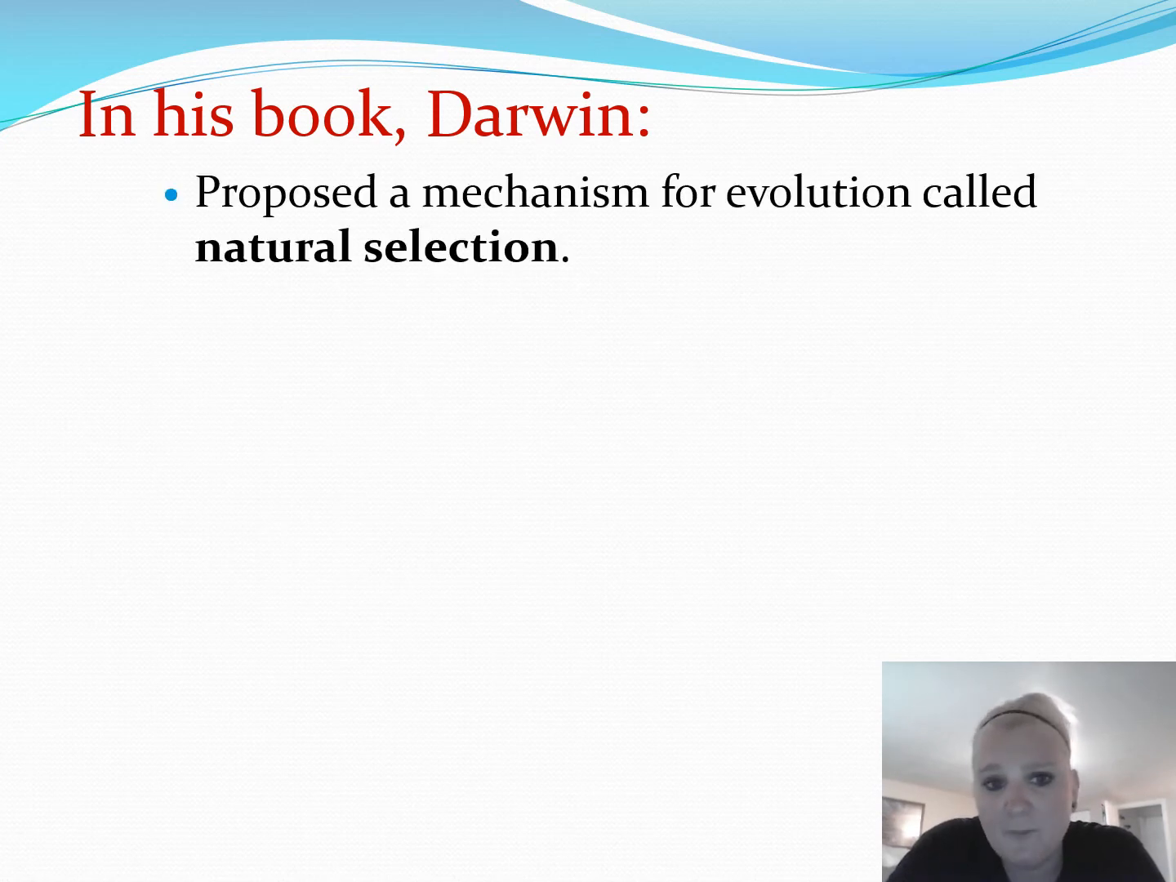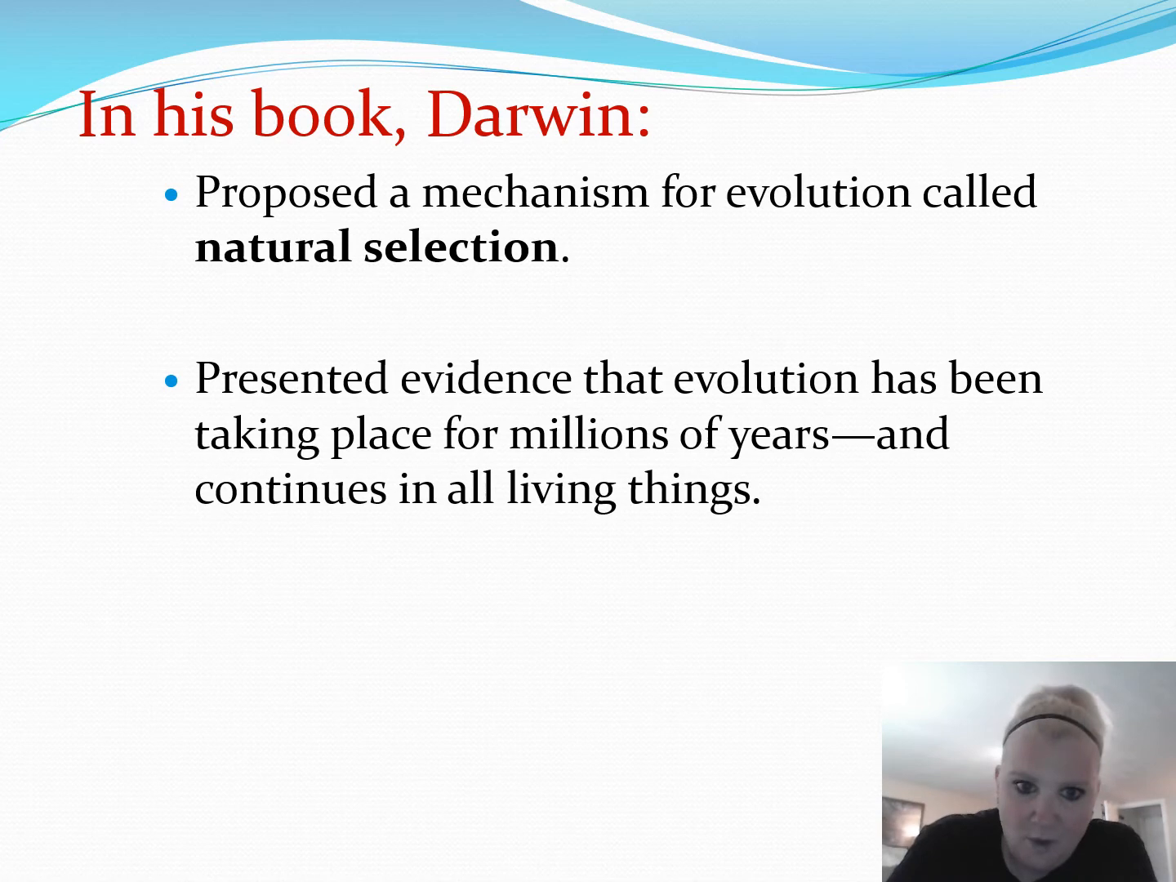So in his book, Darwin proposed an idea of how evolution actually works, and he called it natural selection. Okay?